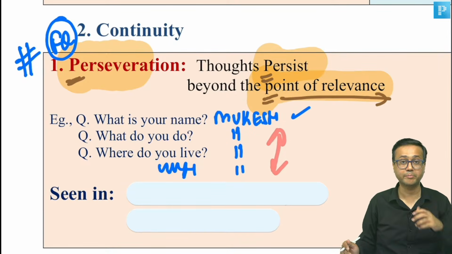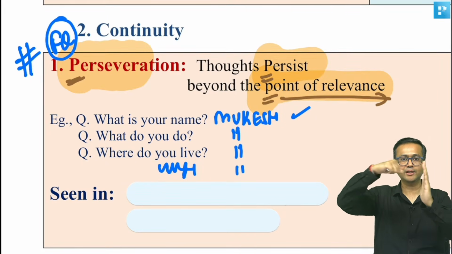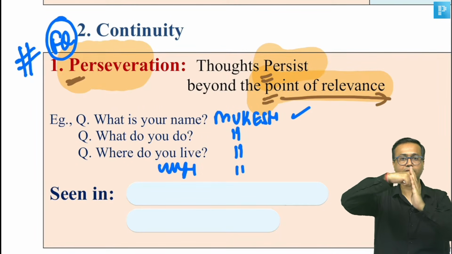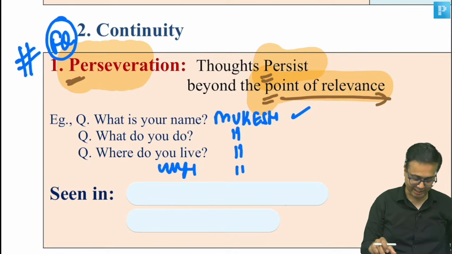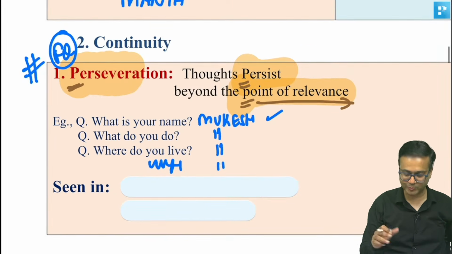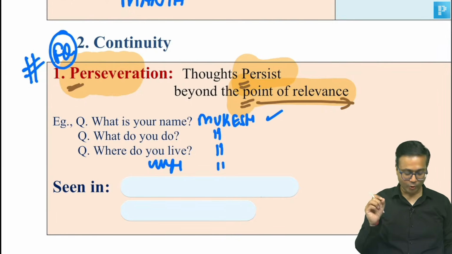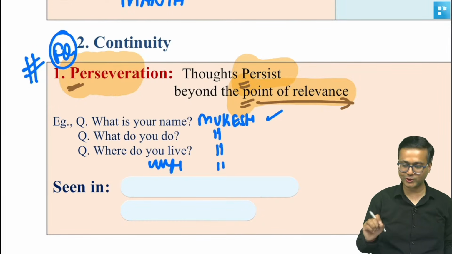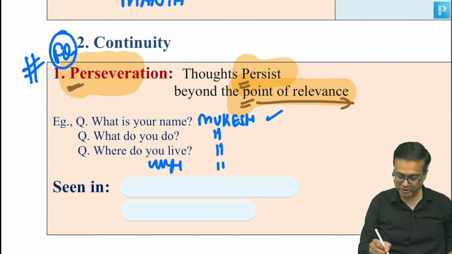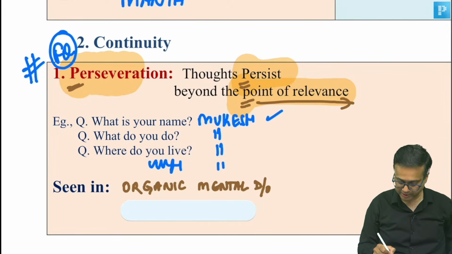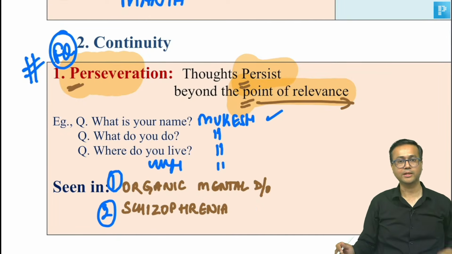Now can you appreciate, initially this thought, my name is Mukesh, was relevant, but now it is being repeated beyond the point of relevance. Beta, can you appreciate, as if the patient is stuck on one answer and is not able to go forward. So there is a problem in the continuity of thought. So this is perseveration. Any Avengers fan here, beta? What is your name? I am Groot. What do you do? I am Groot. Where do you live? I am Groot. So this is perseveration. Also, can you tell me 2 important conditions, beta? Also remember the order. First, one condition, if they ask you, then you can say organic mental disorder. Also remember, it can also be seen in schizophrenia.